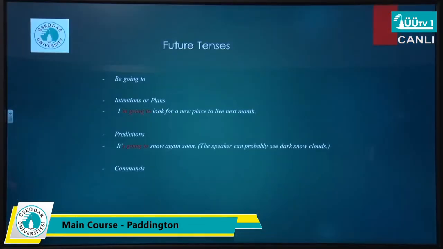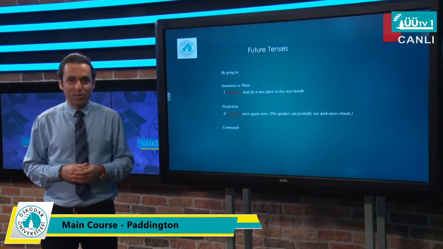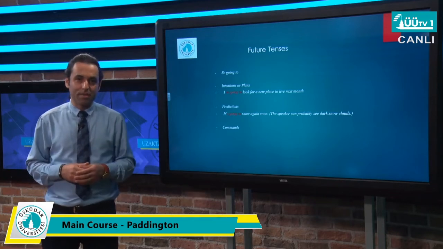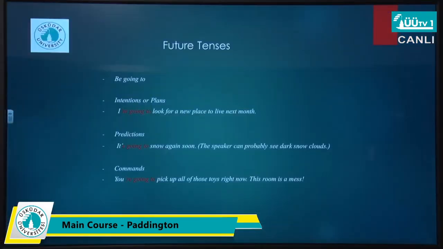Let's continue with the last one, which is commands, and normally it's equal to an order. It looks like the kind of talking that parents normally have. When they're talking to their kids, they command kids to do something. And the example represents that context. It says, you're going to pick up all of those toys right now. This room is a mess. Because that's a kind of order or command from a parent to a kid, we used going to.